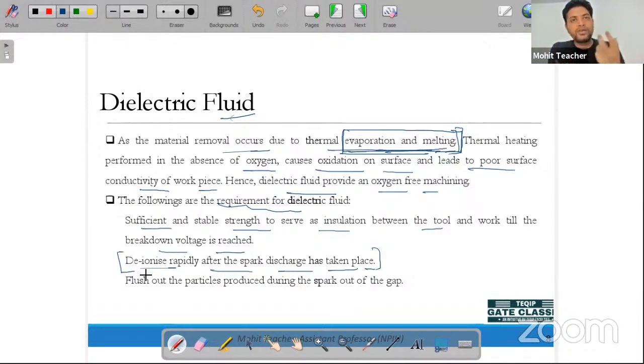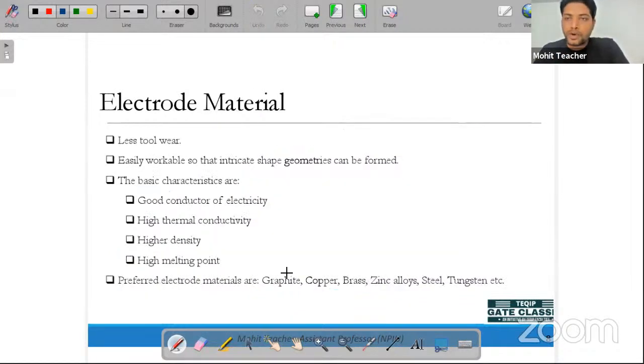Okay, if it will not deionize, because of these positive and negative ions, then the ECM process will occur over here. So please keep in mind, and flush out the particles that occur due to the generation of the shock wave. Okay, because at that time the molten material is mixed with the dielectric fluid, and only after that can we bring it out. So these are the properties or the requirements for the dielectric fluids.